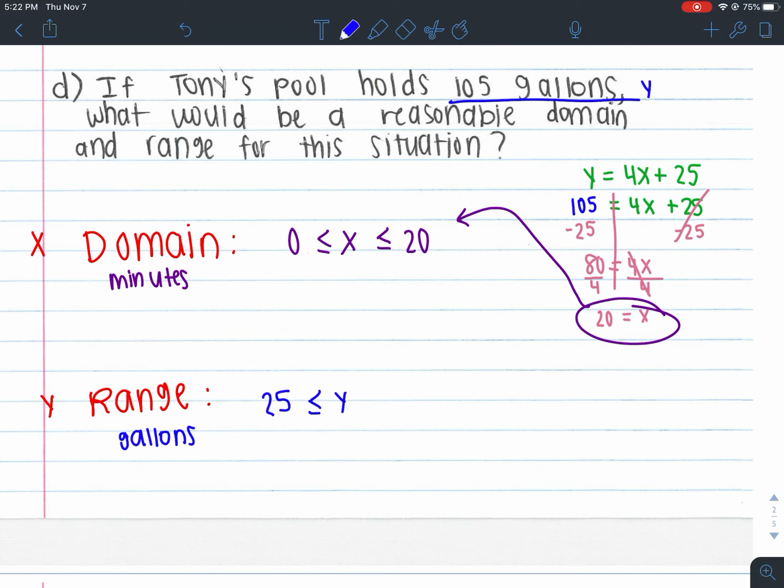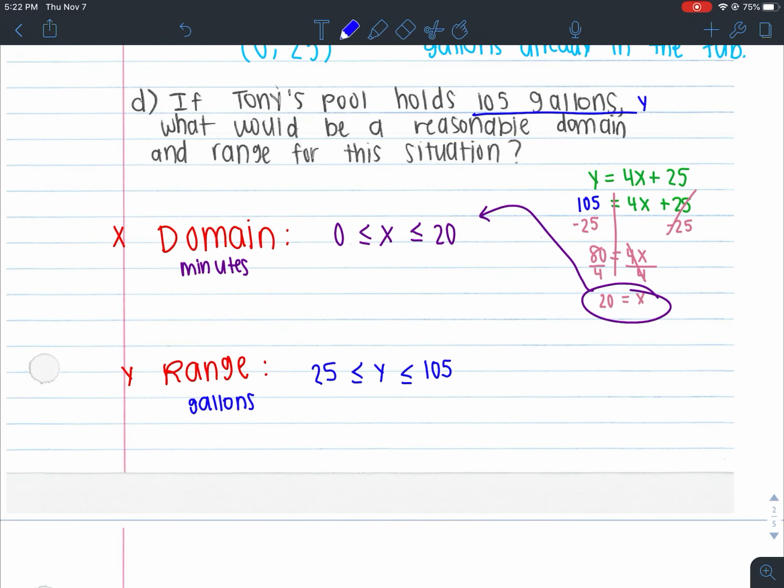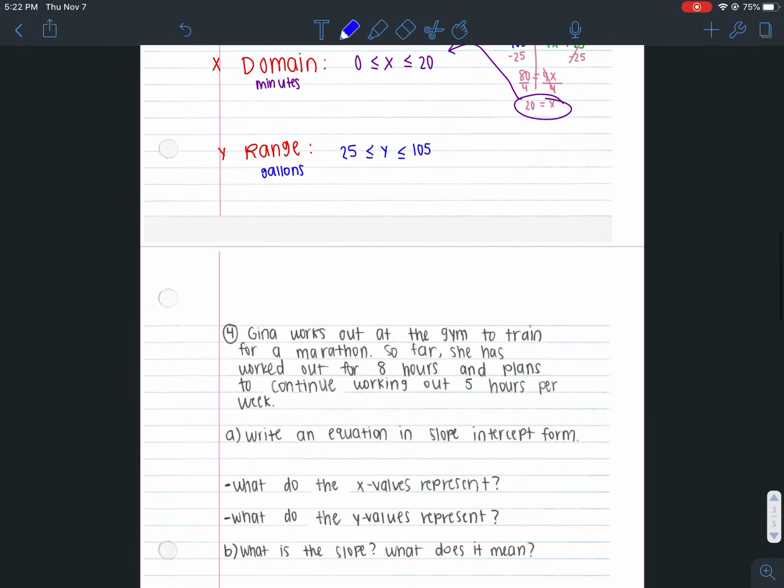And then you have your y, and then what's the most amount of gallons you can put in the pool? 105. So we didn't have to solve this one because they told us what our maximum amount of gallons was, okay? So we did have to solve for the minutes because we needed to figure out how long that would take. But it would take 20 minutes to fill it to 105 gallons, and then our range would be from 25 gallons to 105 gallons.